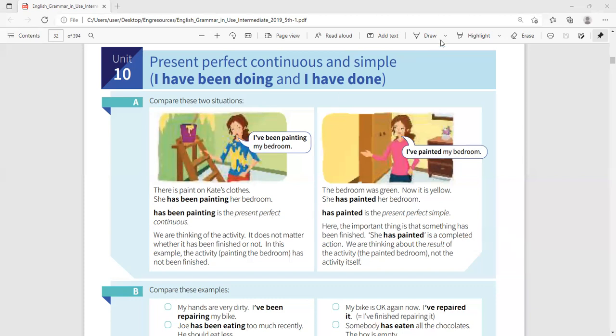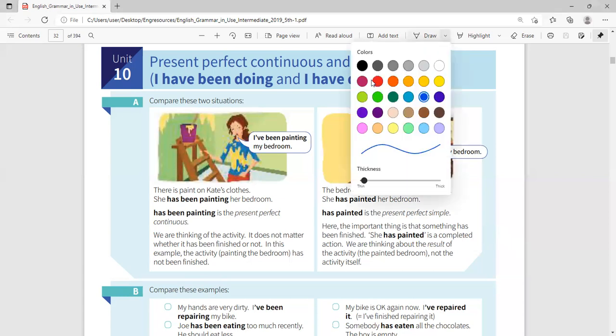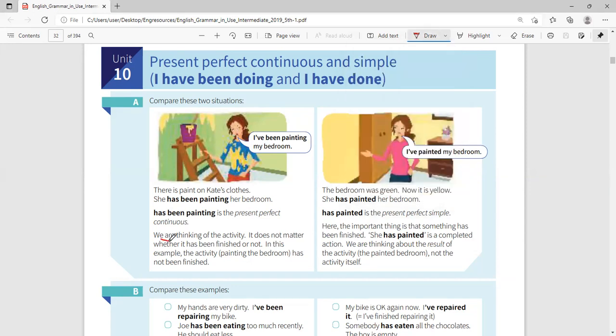So very importantly now, we are thinking of the activity. In present perfect continuous, it's more of the activity that we are looking at. What is it that has been going on? It doesn't matter whether it has been finished or not. Whether it's finished or not, that's not the issue. The thing is, this is what has been going on from that time up to now.